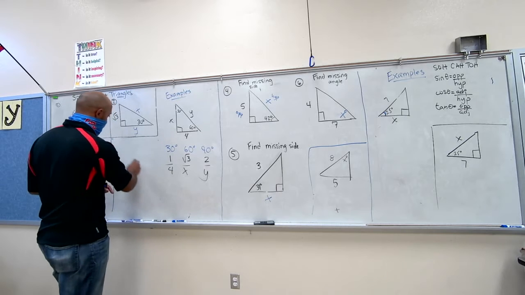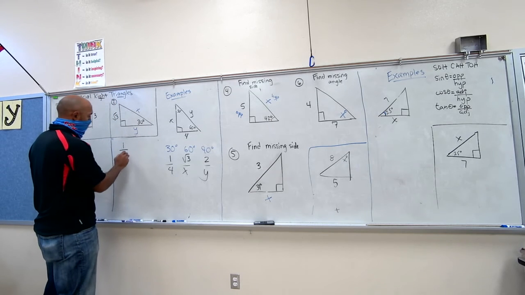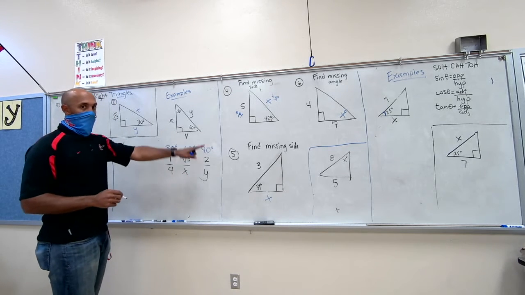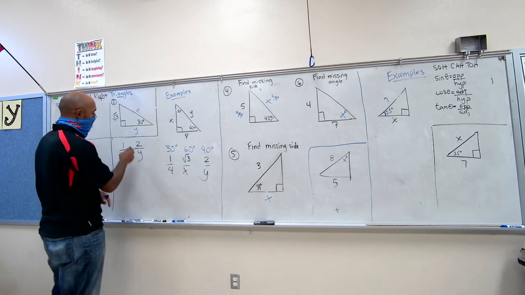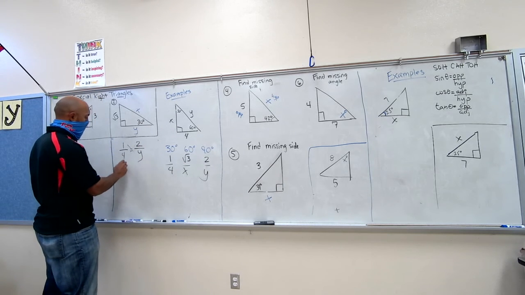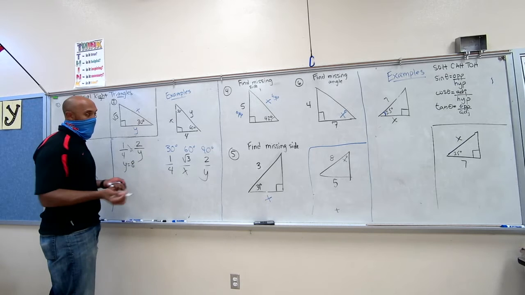Okay, so I'll take y first. I'll take 1 over 4, and I'll set it equal to 2 over y. And we just cross multiply. y equals 8. All right, so that one's pretty simple.